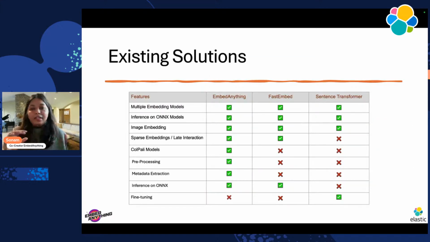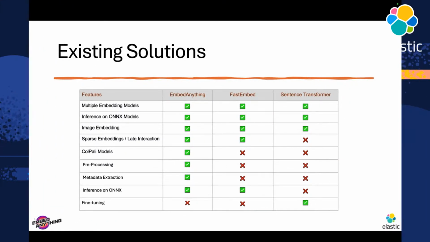So here is a table that summarizes what extras EmbedAnything provides. Multiple embedding models, inference on ONNX, and image embedding are present in all three. Sparse embedding and late interaction are only present in EmbedAnything and FastEmbed. ColPali models are only present in EmbedAnything. Pre-processing, metadata extraction, and ingestion are taken care of by EmbedAnything, but not by FastEmbed and sentence transformer. And then fine-tuning. Currently you can do fine-tuning only with sentence transformer, but we are going to bring it into EmbedAnything as well in the future.